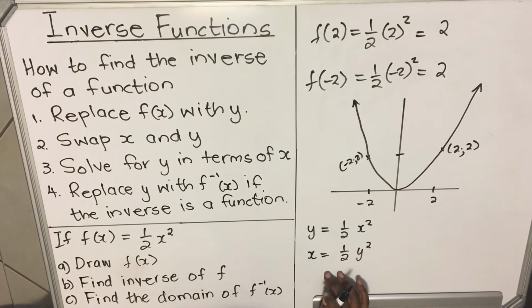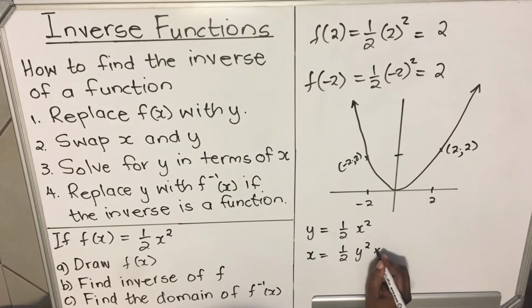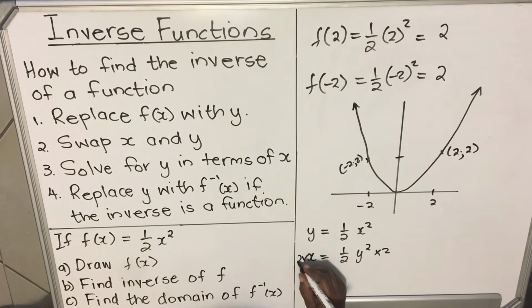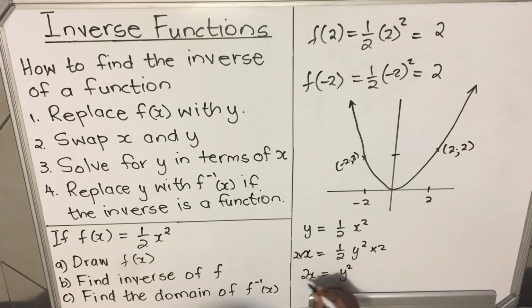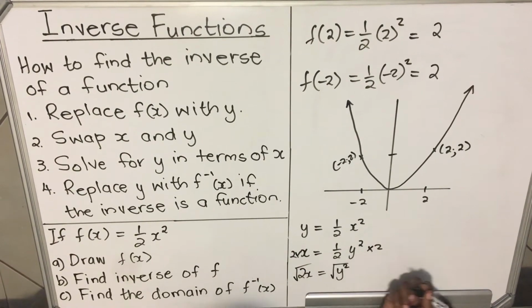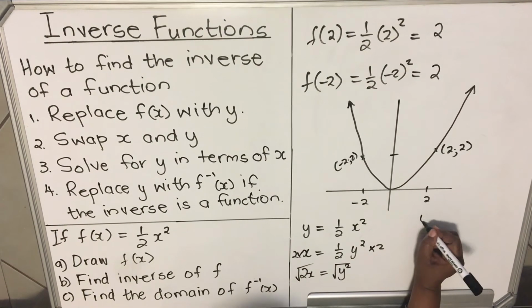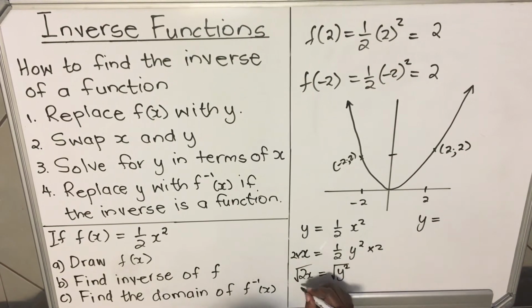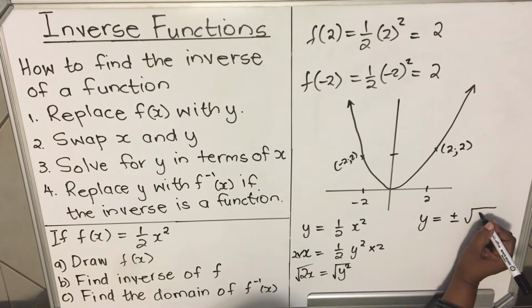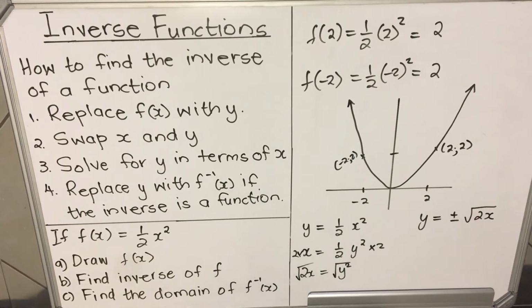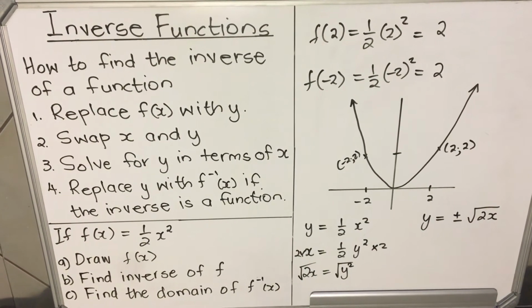Right, so what do I need to do? I need to get rid of that 1/2. I'm going to multiply by 2 both sides. Then I have 2x is equal to y squared. Then I square root both sides. Then I have y is equal to, the square root is always plus or minus, the square root of 2x. This is my inverse.